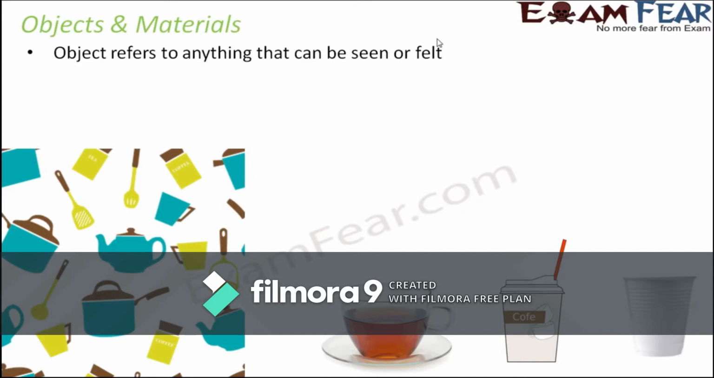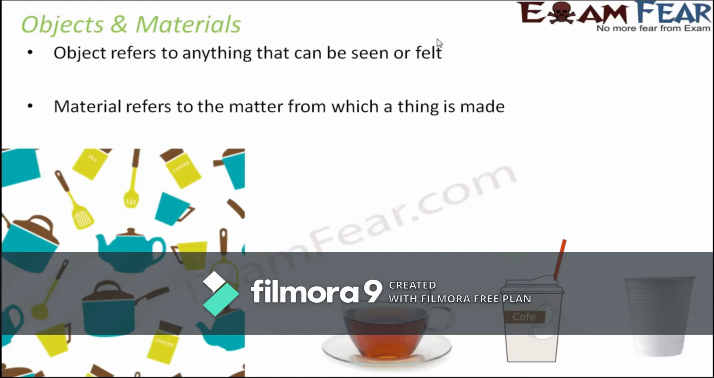Now when we go deep down, we see that every object is made up of some materials. Material refers to the matter from which a thing is made. So basically objects are made up of materials. When I say that a cup is an object, this cup can be made up of glass, so glass is a material. The cup can also be made up of, let's say, plastic. So plastic is also a material here.